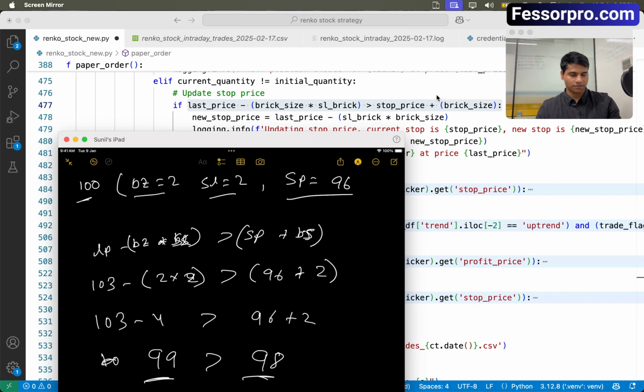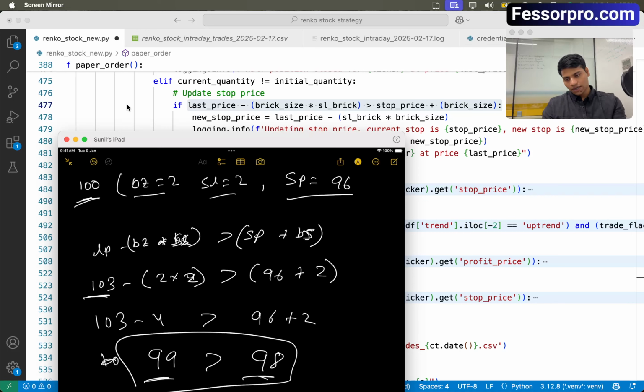Only then I will trail. So if this 100 moves to 103, only then I will trail. Otherwise, I will not trail. So there is a minimum movement of 2 points. Now, if this condition is true, and my current price is 103, what should be my new stop loss?